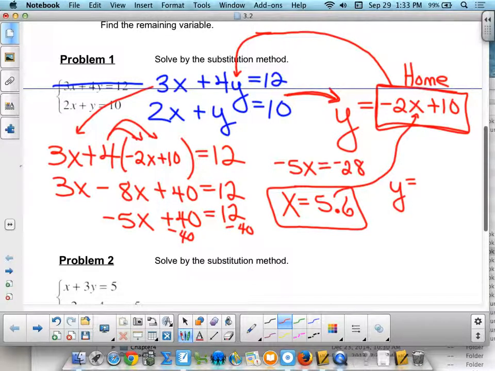Y equals negative 2 times 5.6 plus 10. All good? Multiply. What's this? Negative 11.2 plus 10.